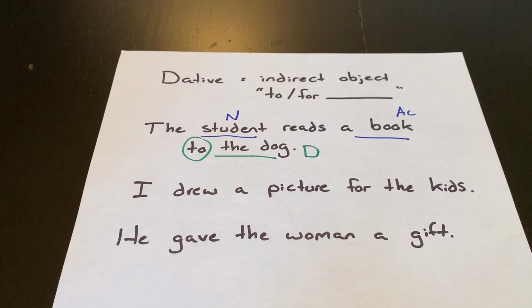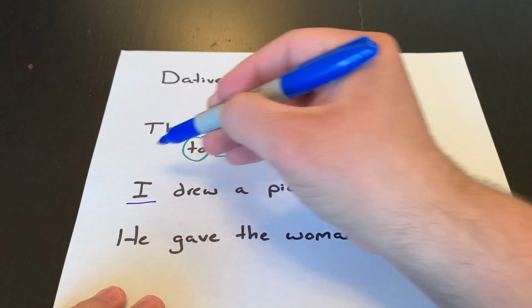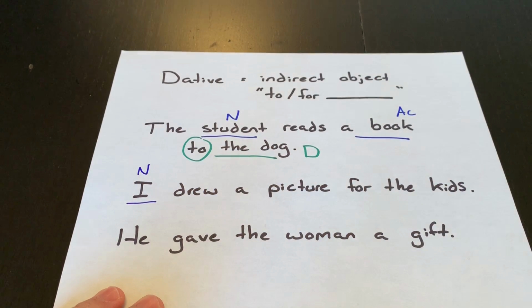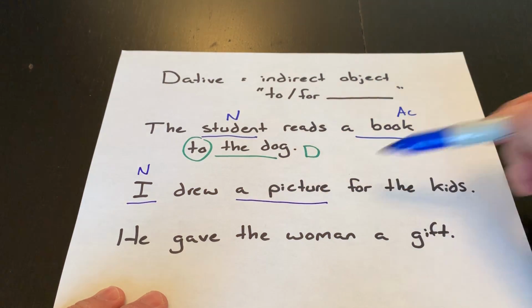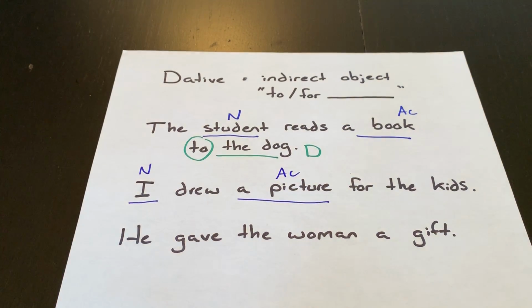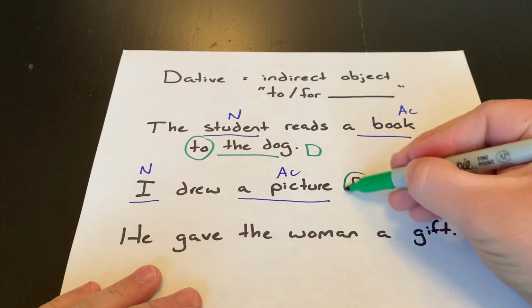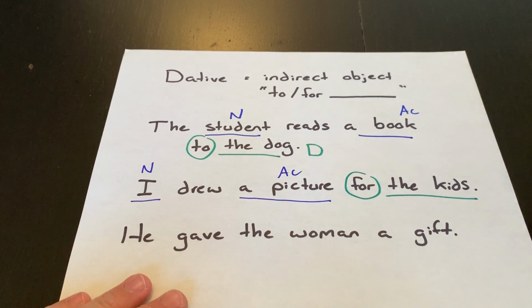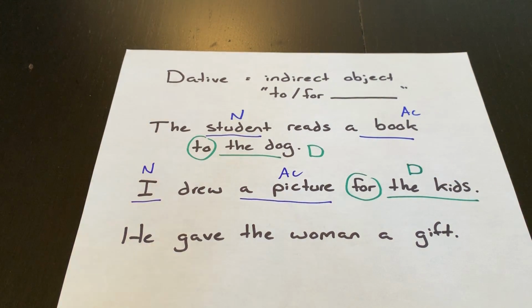The dog is not the thing being read. The book is being read, but the dog is being indirectly affected by that because it's being read to the dog. In the next one, I drew a picture for the kids. And we have I, again, doing the verb, doing the drawing. It's the subject, so it is nominative. The picture is the thing that was drawn. It's the direct object, so it's accusative. And now we have for the kids. Okay, the kids were not drawn. Okay, the picture was drawn for them, and so they are in the dative.